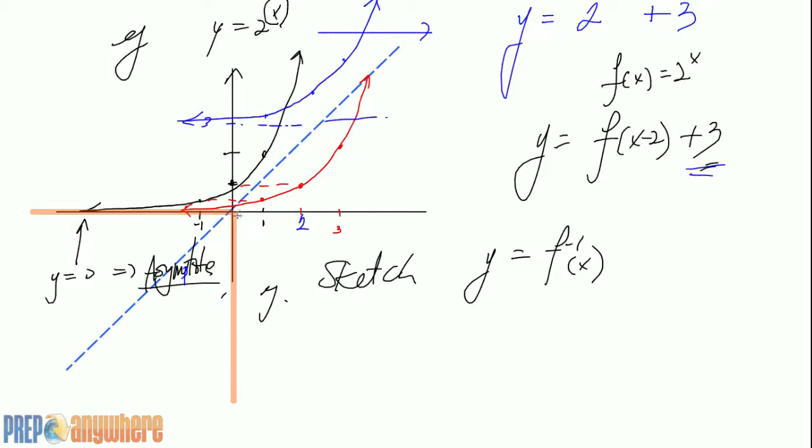See this point? It's negative 1 and half. It's going to become half and negative 1. See this point, 0 and 1, becomes 1 and 0. See that point, 1 and 2? It becomes 2 and 1. So this is what it's going to look like. Guess what? This is the graph of log of x base 2.